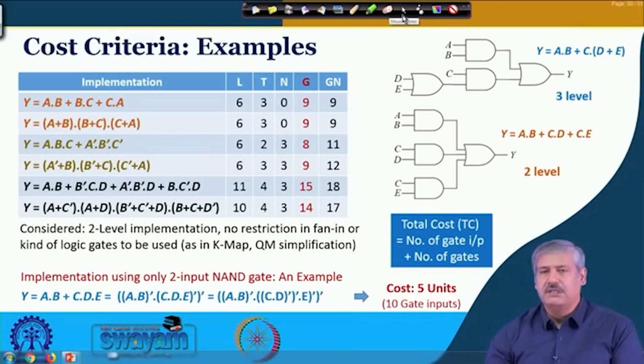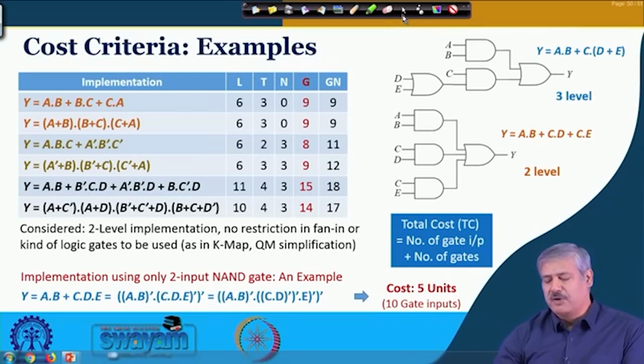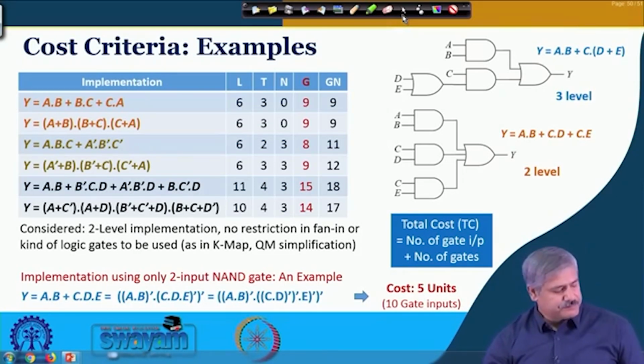Another point here: in some of the literature you will find that another definition is given for the total cost, which is the number of gate inputs, that is the gate input cost, plus the number of gates that are used. So, additionally the number of gates that are used is also put into consideration, which is defined as the total cost in some of the literature.